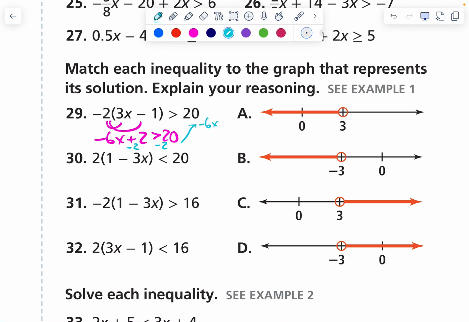Okay, if we subtract 2 from 20, we're going to get 18. Now what? This is the critical step right here. What are we about to do to get x by itself? Divide by -6. By a negative, right? Switch it around. So x and then switch and negative 3. So which of these says x is less than negative 3? B. B, yeah.